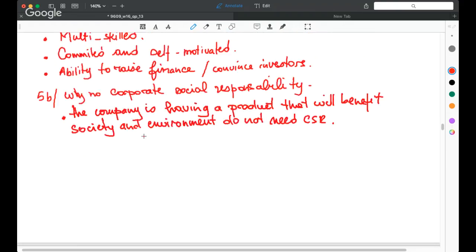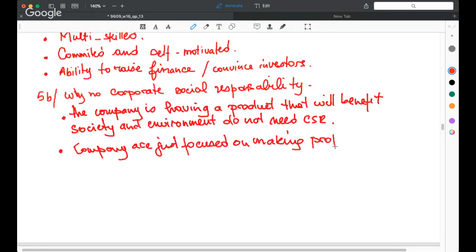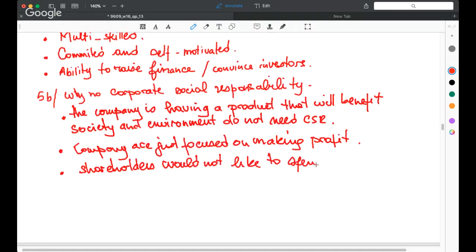Okay. Sometimes companies are just focused on making profit. So they would decide to not have social responsibility. Sometimes shareholders would not like to invest, like to spend money on CSR. Okay?